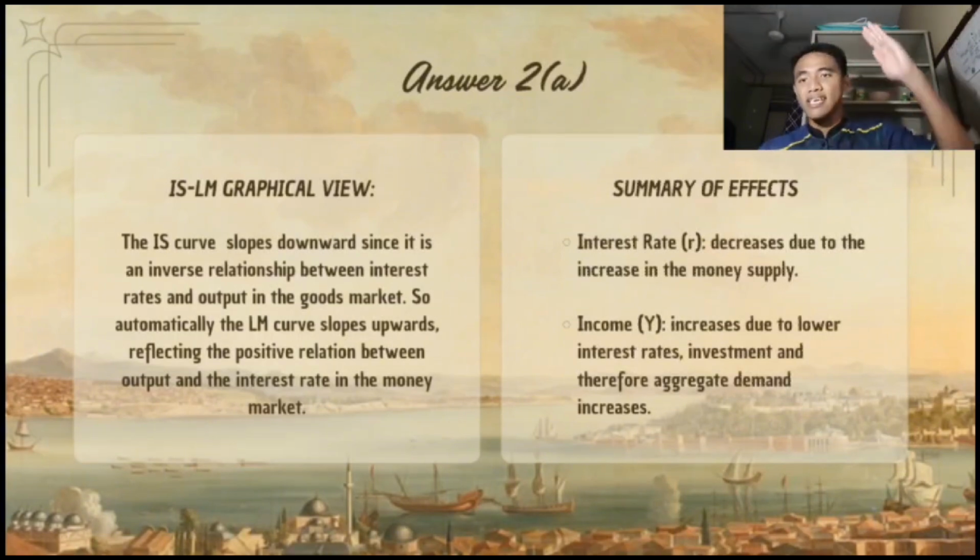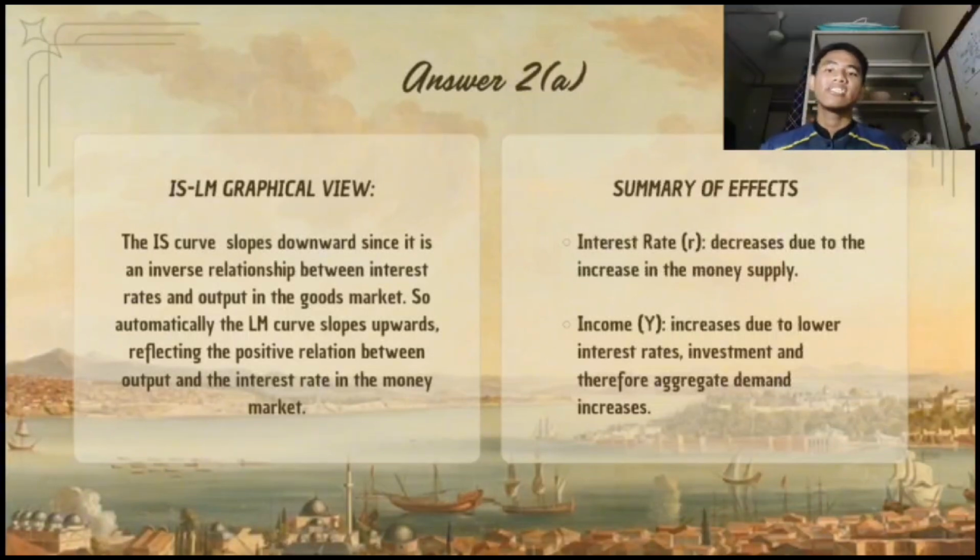Additionally, if prices rise, the real money supply might decrease, potentially shifting the LM curve back toward its original position. Nonetheless, in the short run, the open market purchase effectively boosts economic activity by lowering the interest rate and raising income.